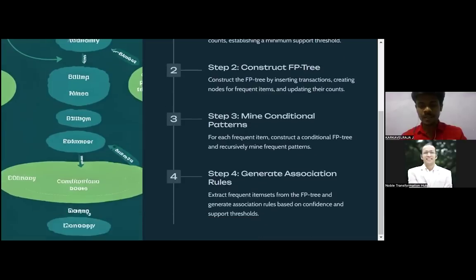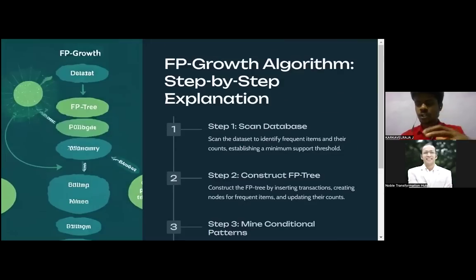Finally, we generate association rules: extract frequent items from the FP tree and generate the association rules based on the confidence and support thresholds. What is meant by an association rule? You already know about it. We will have something called an antecedent and a consequent. Based on the trees and the frequent items that we have, we can create an association rule, like: this is what I have bought, so there is a high chance of buying this. So this is the entire flow of the FP growth algorithm and how it works step by step.